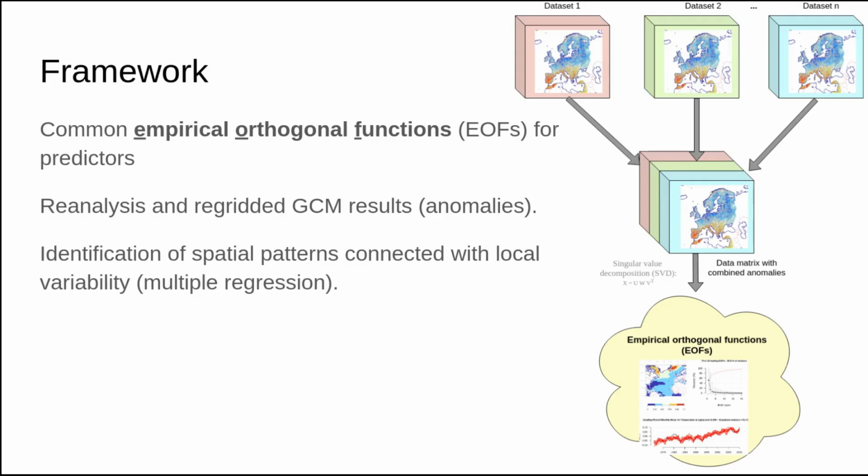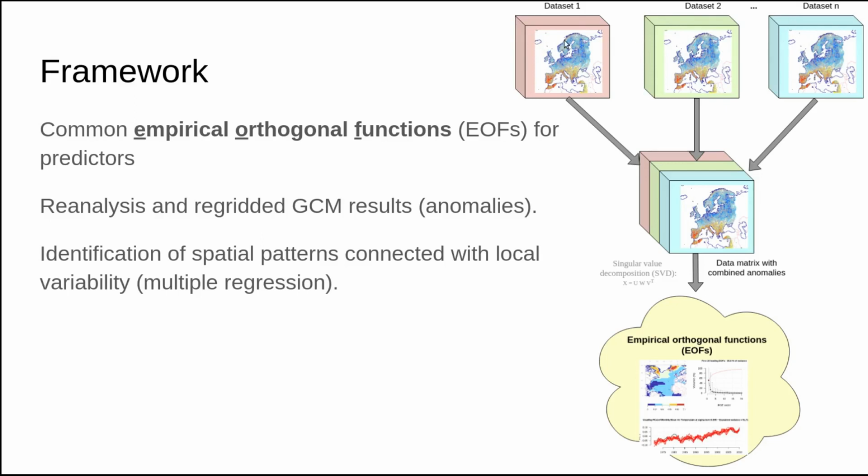So I mentioned the common EOFs in the first lecture, and these common EOFs are used as a framework for statistical downscaling. We call them the common empirical orthogonal functions, or common EOFs, for the predictors. So we have reanalysis and we have global climate models. For instance, in this illustration, dataset 1 is the reanalysis, and dataset 2 is the global climate models. Or we can also have several global climate models here.